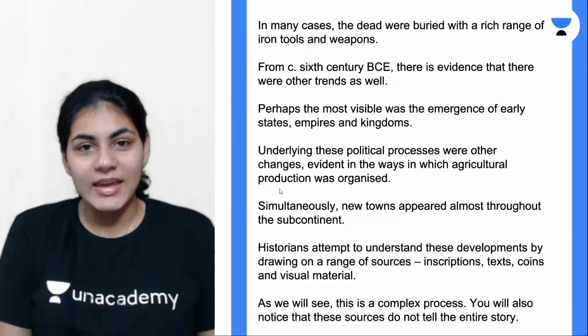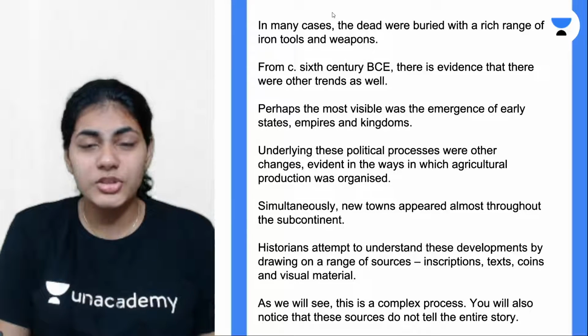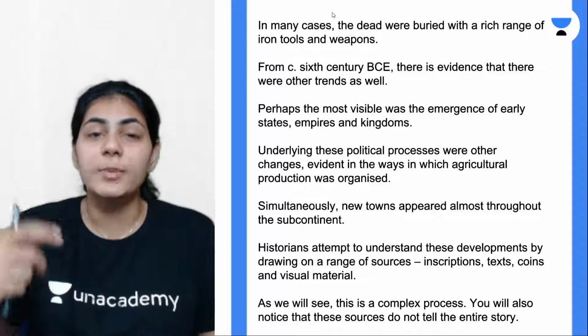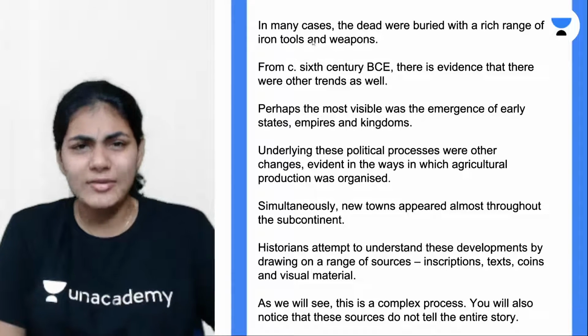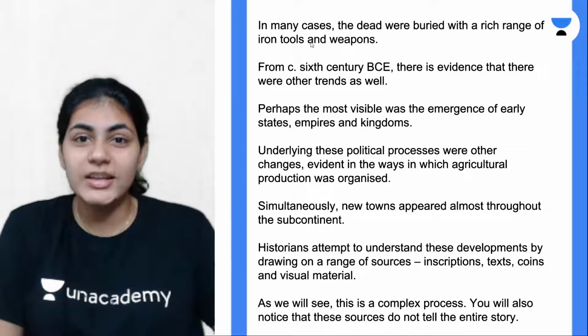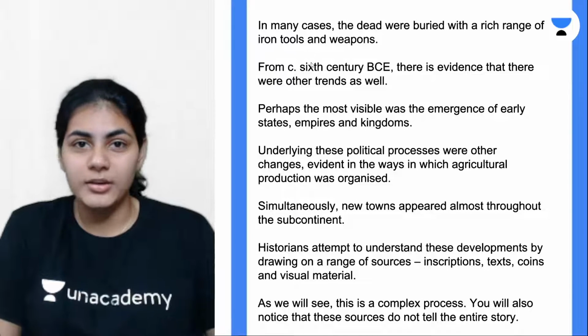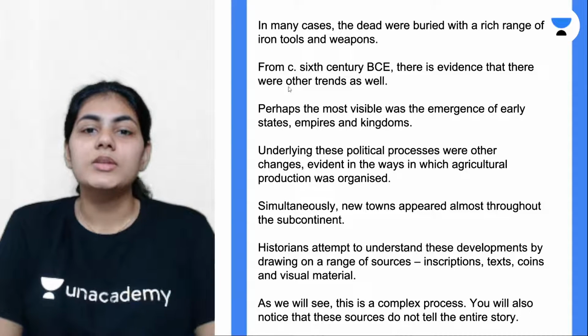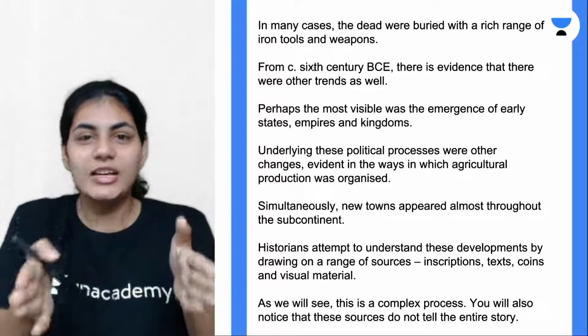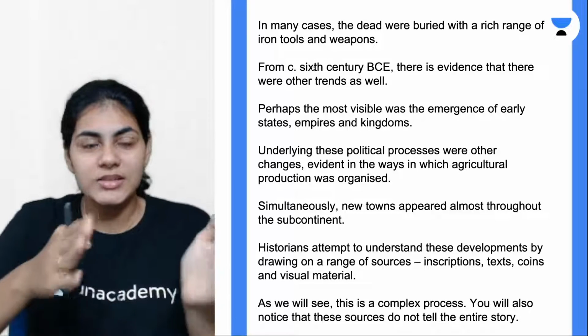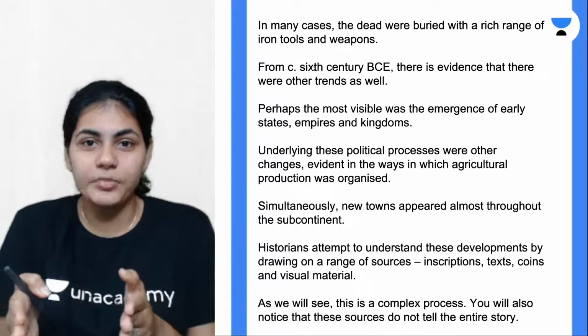So in that case, just for their convenience or just because they believe in life after death, they put all these tools and weapons and sometimes even pottery, jewelry inside the burial, right? So that was happening in the 1500 years, right, as soon as the Harappan civilization declined.